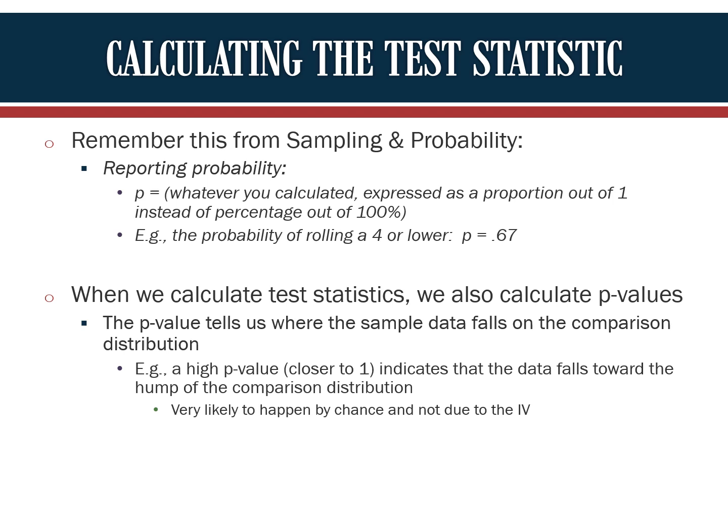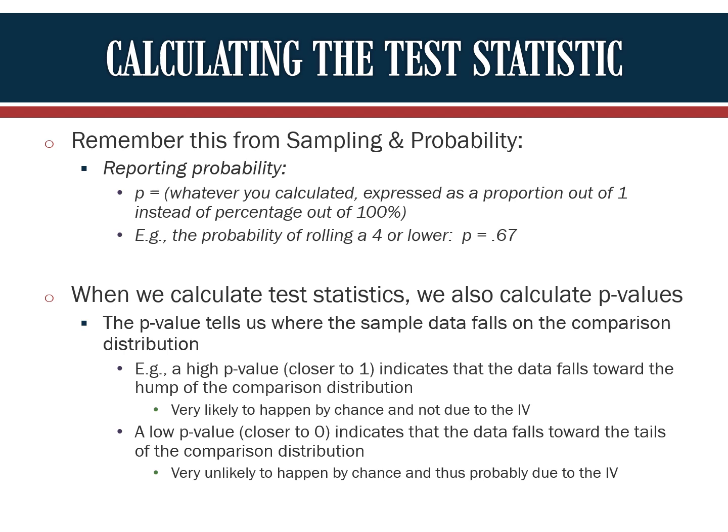So in our chocolate and happiness example, that would be saying if we have a high p-value for a sample, it's falling at the hump, it's where everybody else is on happiness already, no effect of chocolate. Whereas if you have a low p-value that's closer to 0, that indicates that the data falls toward the tails of the comparison distribution. In other words, it's very unlikely to happen just by chance, and thus is probably due to whatever your IV was. Now, this idea might sound a little confusing. We're going to come back to this when we talk about the z-test and talk about this idea in a little more detail there.